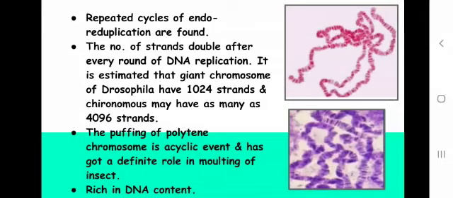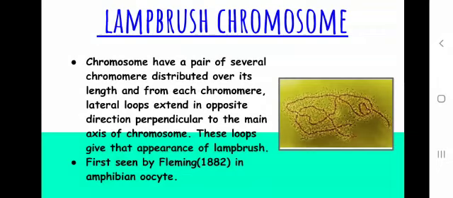Repeated cycles of endoreduplication are found, and the number of strands doubles after every round of DNA replication. It is estimated that the giant chromosome of Drosophila has 1024 strands, and Chironomus may have as many as 4096 strands. The puffing of polytene chromosomes is a cyclic event and has a definite role in molting of insects, rich in DNA content. So that was about the polytene chromosome.